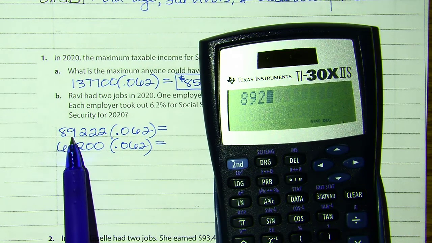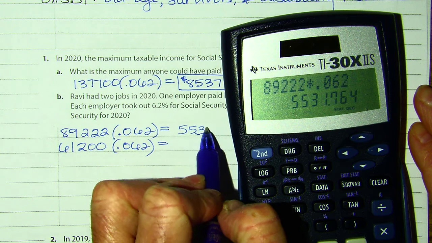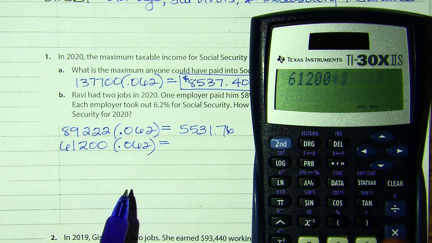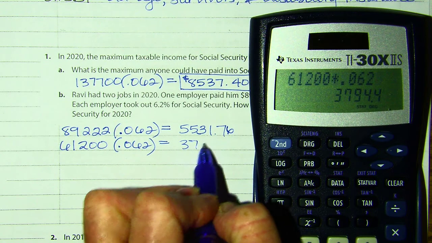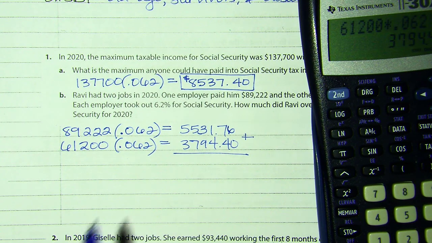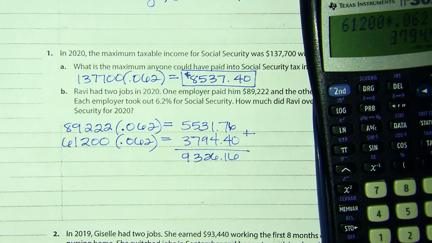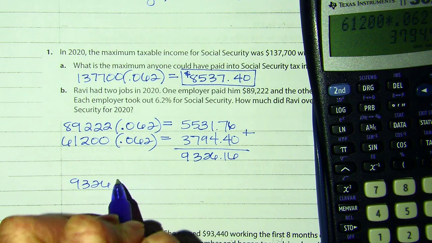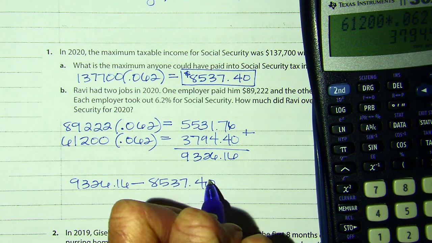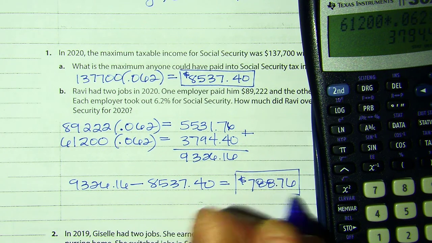So let's see here, 89,222 times 0.062 gives me $5,531.76. 61,200 times 0.062 gives me $3,794.40. If I add these together, Ravi contributed $9,326.16. So he overpaid. I'm going to take what he contributed minus the maximum amount in Part A, $8,537.40, and I get an overpayment of $788.76, an amount that he'll get back.